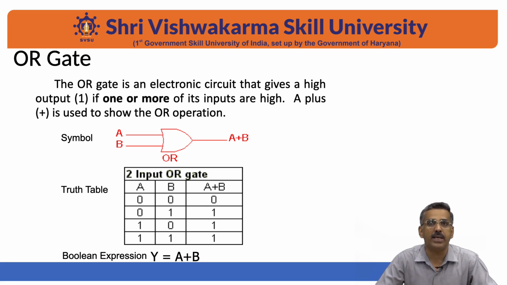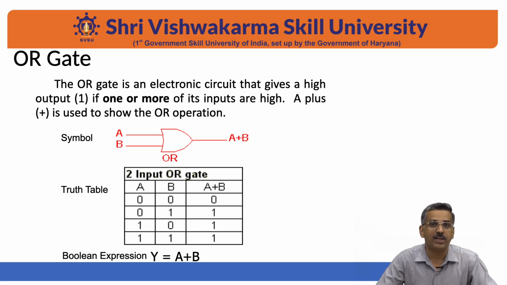The symbolic representation of this OR gate is like this. In this condition, the Boolean expression of this logic gate will be equal to A plus B. The Boolean expression is the sum of both the inputs applied to that circuit.